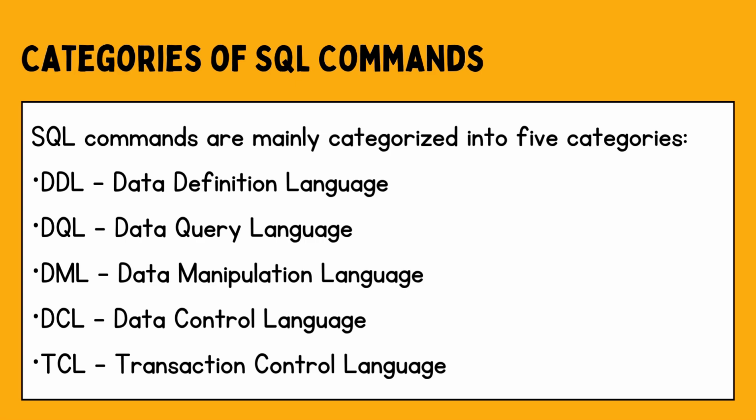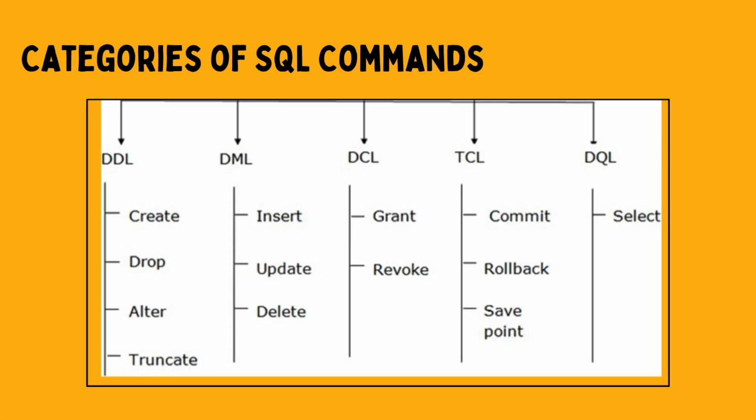The queries can be of different types such as DDL, data definition language, DQL, data query language, DML, data manipulation language, DCL, data control language, TCL, transaction control language. Data definition language queries are used to create, alter, or drop database structures like tables, indexes, or schemas. Data query language queries extract specific data from the database. Data manipulation language queries are used to modify, insert, or delete data in the database.